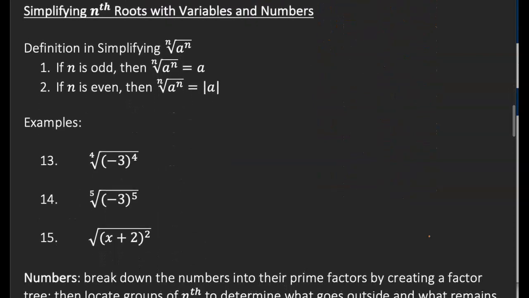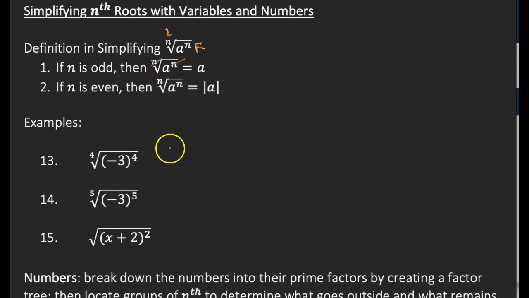Now, something that is good to know is that whenever the index, which is this right here, is raised to the same power, the exponent in here, you can literally just cancel out the exponents, and that's going to give you a. And it will be the absolute value of a.